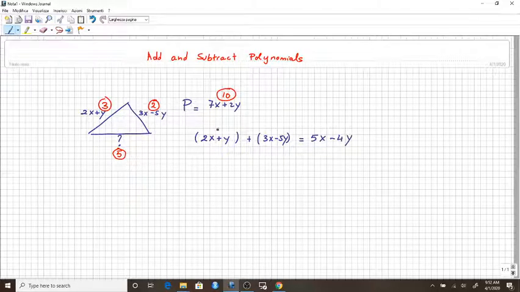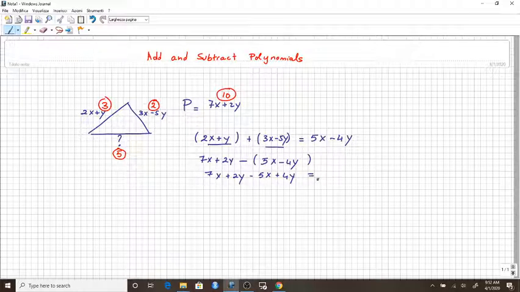So I drop the parentheses to add up these two expressions. And then we're going to subtract this from 7x plus 2y, so 7x plus 2y minus, and we need to make sure we put this in parentheses, 5x minus 4y. The negative changes the sign of the amount in parentheses, so minus 5x plus 4y, and we can just combine the terms. So 7x minus 5x is 2x, and 2y plus 4y is 6y. So the missing side is 2x plus 6y.